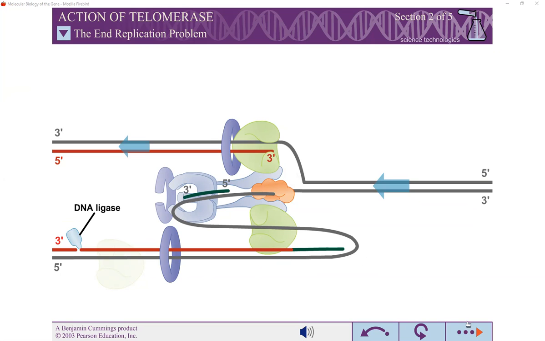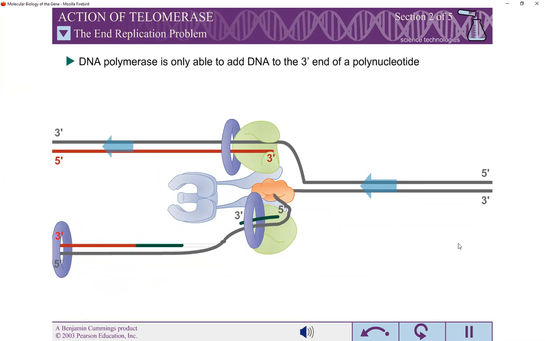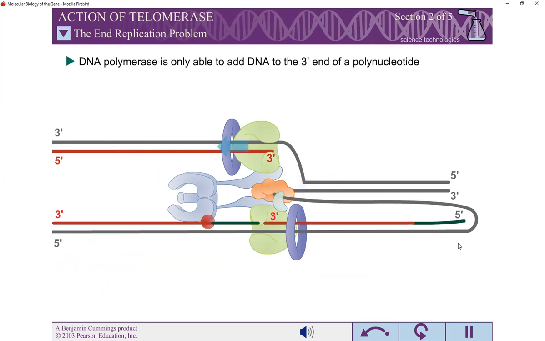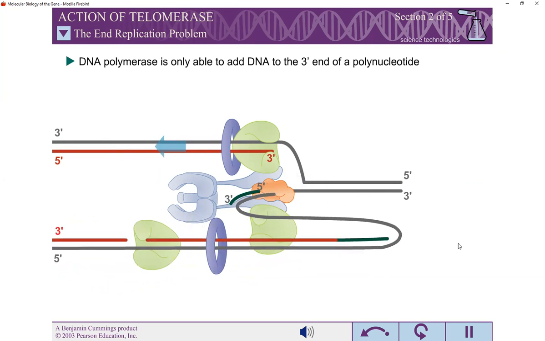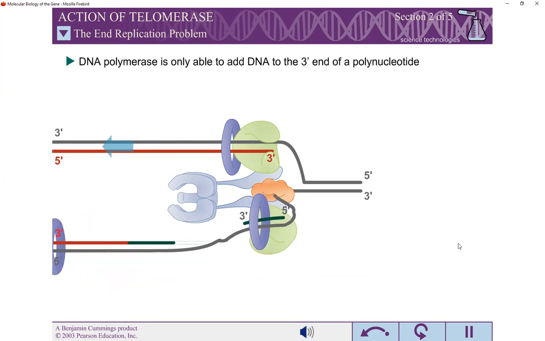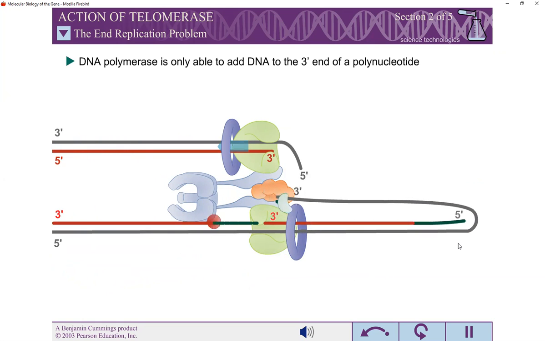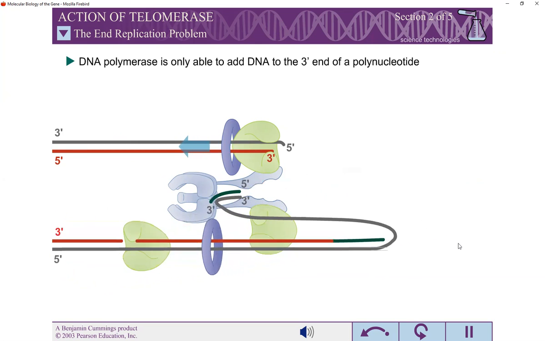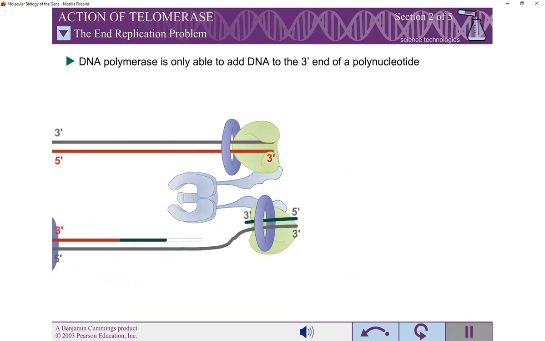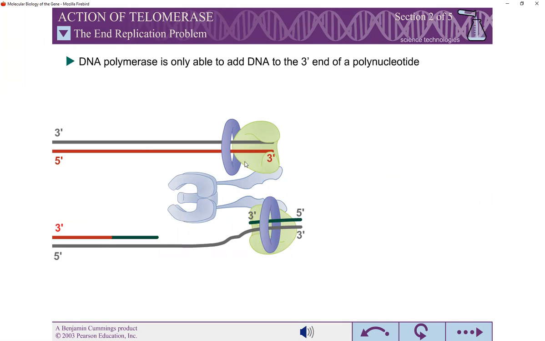So now we are going to move forward and understand the end replication problem. However, DNA polymerase is only able to add DNA to the 3' end of a polynucleotide. Therefore, even if primase is able to synthesize an RNA primer at the 3' terminus of the lagging strand, DNA polymerase is not able to replicate this DNA when the primer is removed. Now, see what will happen at the end of the DNA. There is a primer which is being added, and this primer will provide the template for the DNA polymerase to replicate this fragment of the DNA.